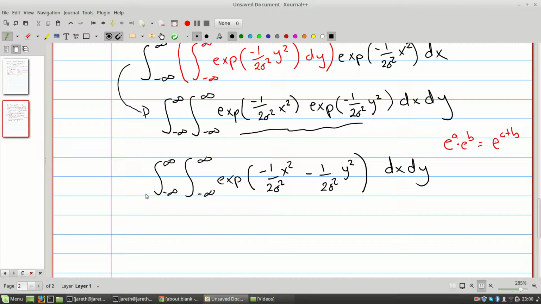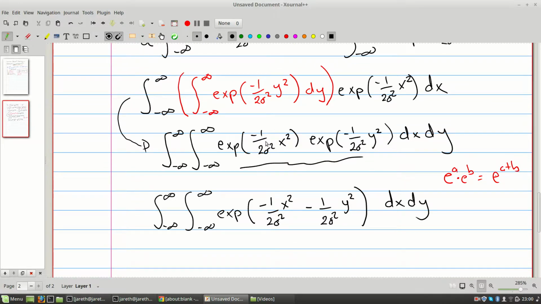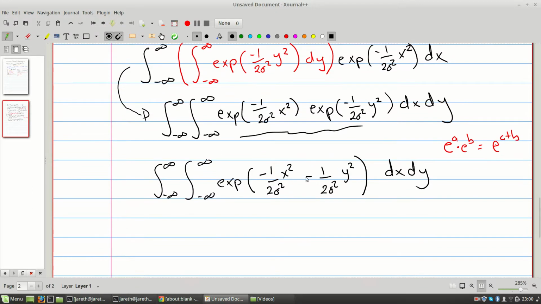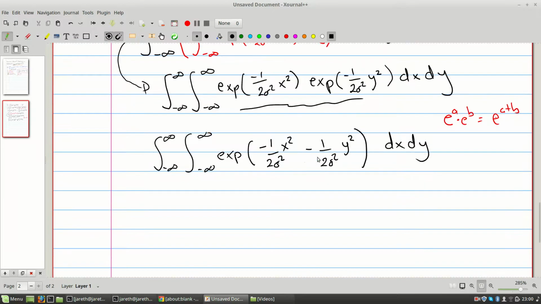Okay, so now that we've established this integral, let me make sure that everything is in order. So we have minus 1 over 2 sigma squared x squared times. Okay, yeah, it's fine. Everything is okay. I'm just double checking if I made any algebraic errors over here. So I think it should be okay.